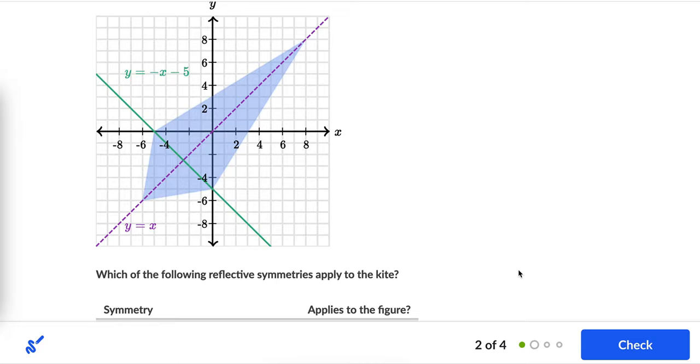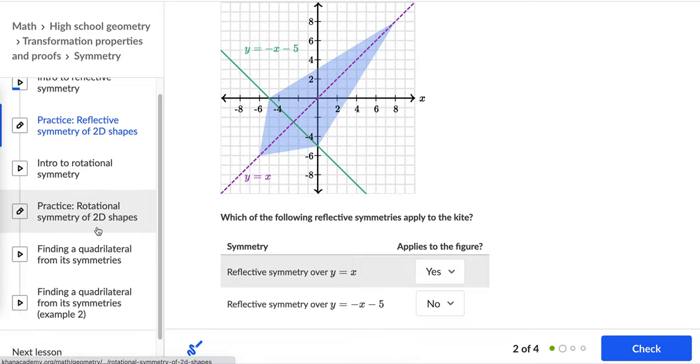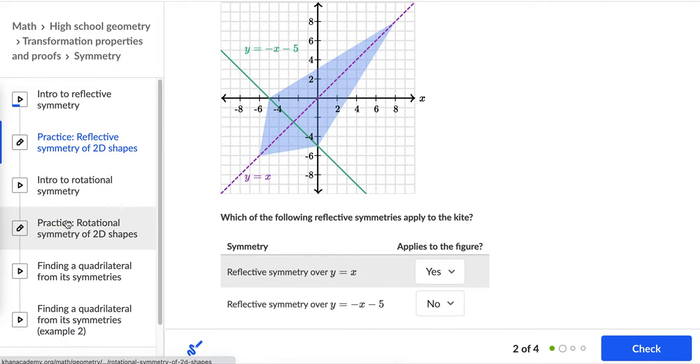Okay. So there we have the reflective symmetry of 2D shapes, right? Let's take a look now at the rotational symmetry of 2D shapes, right?